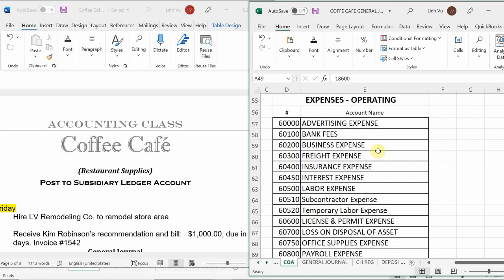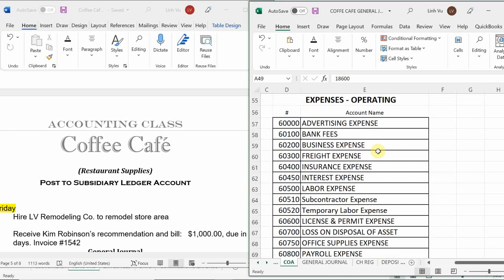So in this case, is it just a business expense? Correct. Because in this case, let's look at all the expenses. Does any of these remotely match anything in regards to this company? Is it an advertising expense? No, not really. Is it a bank fee? Of course not. Business expense is probably the most likely. Is it freight expense? No, she didn't ship anything to us. Is it insurance? No. Is it interest? No. Is it labor? She didn't work for us.